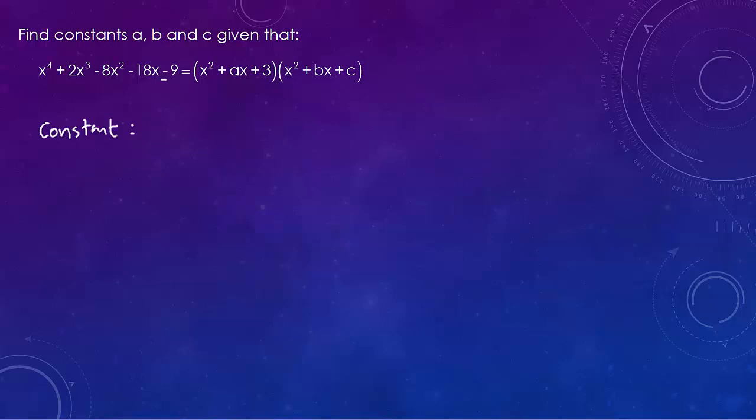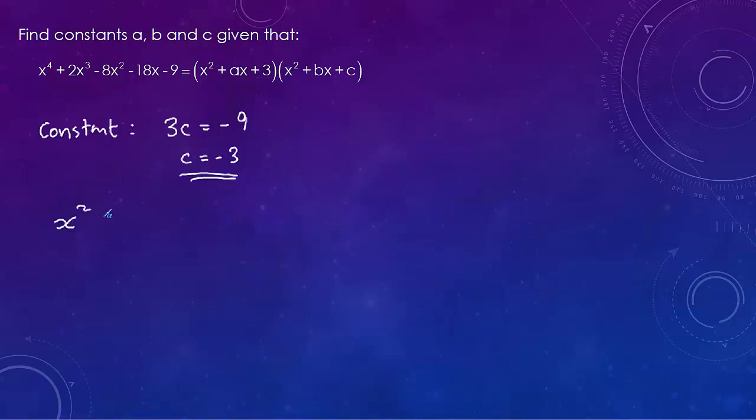So the constant term on this side is the -9. Now if you think about expanding this out, the only thing that would give you a constant term, that's with no x's or x squareds, would be this here. So we must have that 3c is -9, and therefore c is -3. So let's just get rid of those because I'm going to have to draw over this a few times.